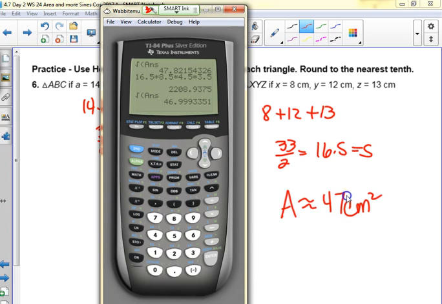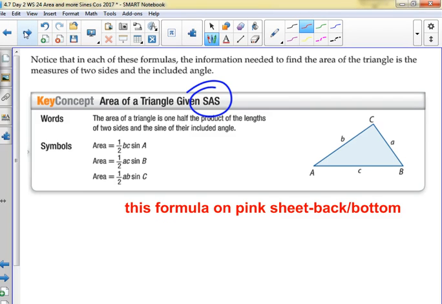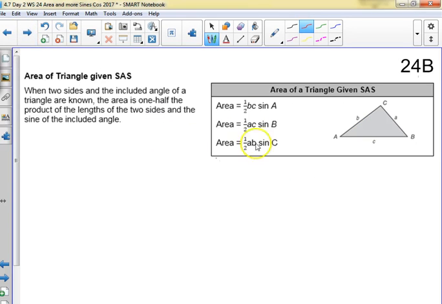Anybody not getting whichever one you tried to work? All right. Then there's the easy one that is on the pink sheet, right? If you know two sides and an angle in between, you can find the area using this formula: 1/2 AB sine C, or 1/2 AC sine B, or 1/2 BC sine A.